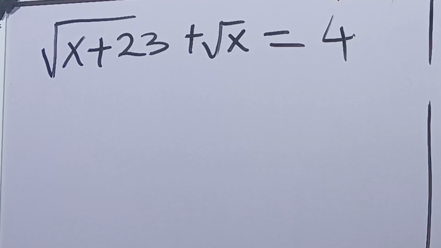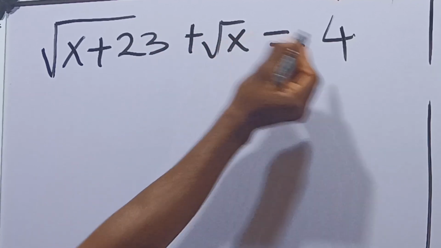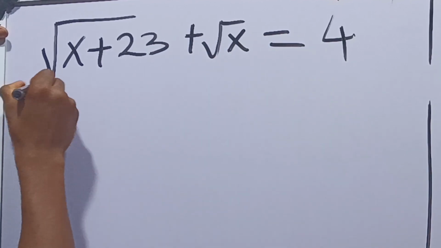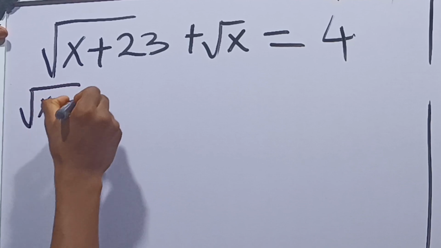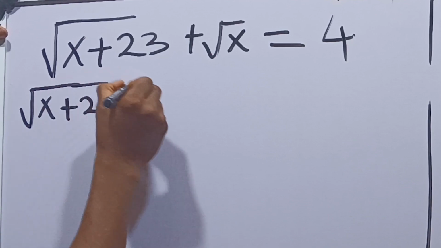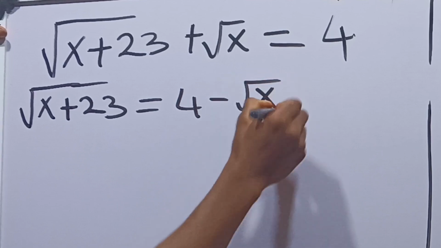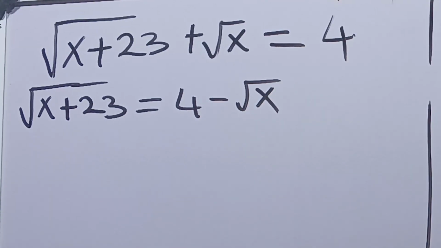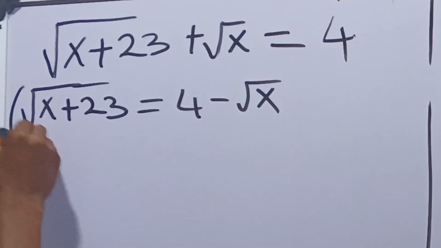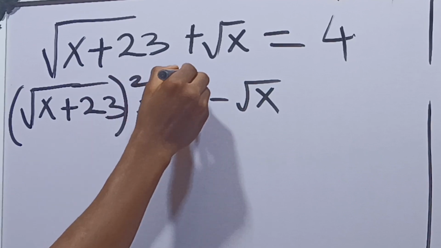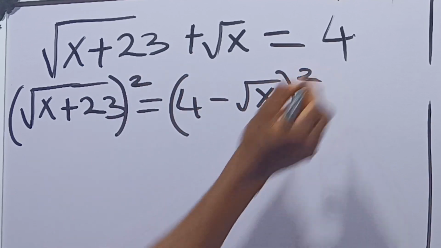First thing I can say here is let me move root of x to this side. So we have root of x plus 23 is equal to 4 minus root of x. Okay? Now, let's square both sides. So we have this side raised to the power of 2 and this side raised to the power of 2.